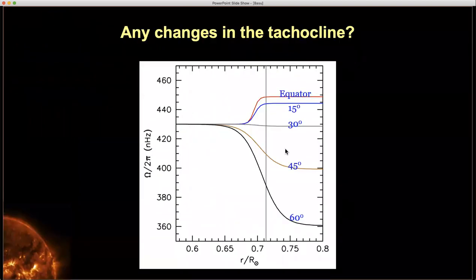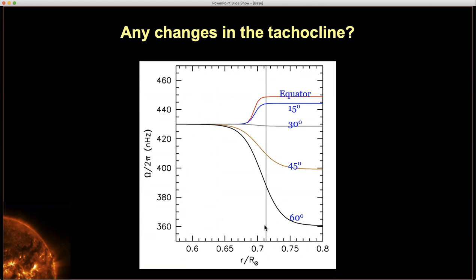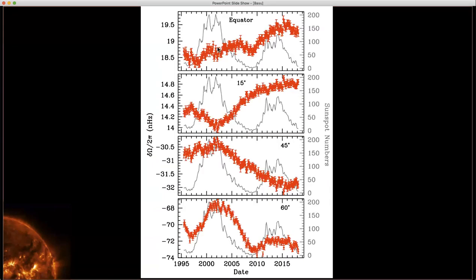So, the tachocline. We expect changes in the tachocline if this is where magnetic fields are generated. What you see here is a schematic of the tachocline. What we looked at is this jump in the rotation rate between the rotation rate at different latitudes in the convection zone and the deep interior. We just call it the jump. This is sort of delta omega, if you wish. And these are the results as a function of time, equator at the top, 60 degrees at the bottom. Again, gray lines are sunspot numbers in this case.